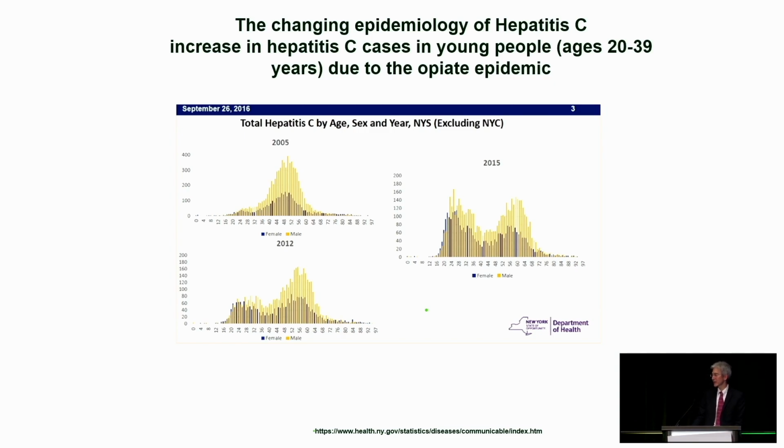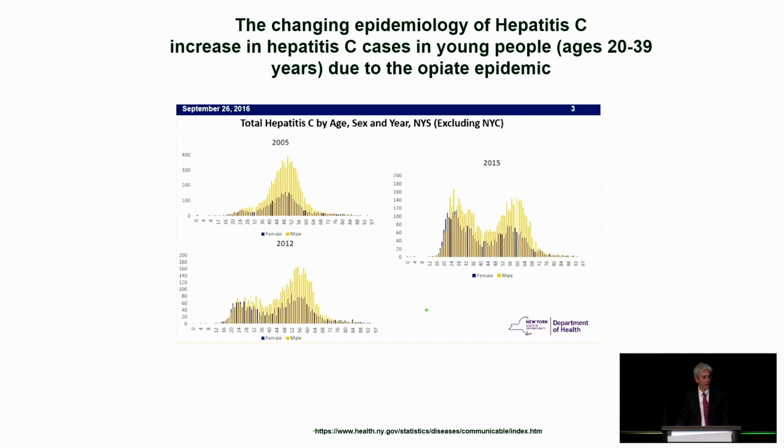So for years, we talked about this being the baby boomer generation. You went to Woodstock, you got hepatitis C. And again, it was injection drug use, intranasal cocaine use, blood transfusions. That has changed in the last decade. And now the growth is predominantly in those who are ages 20 to 39.